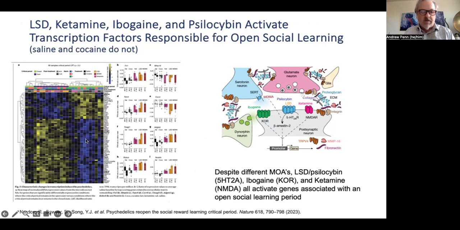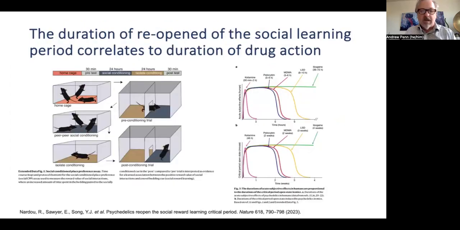These are all the different genes that are being turned on at various time points, depending on the drug. And interestingly, they compared this to a saline and cocaine comparator and found that all these different psychedelics, LSD, ketamine, ibogaine, and psilocybin, all reopen these windows, but saline and cocaine did not, which is an interesting finding. And there's that correlation between the duration of time that the window is reopened, how that sort of is proportionate to the duration of effect of the drugs.